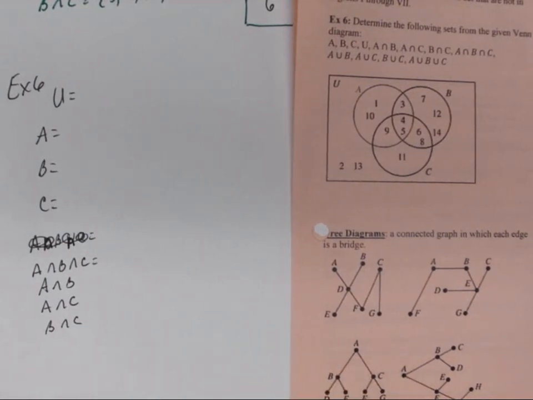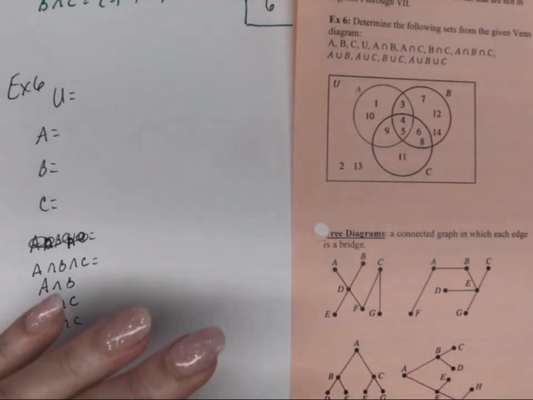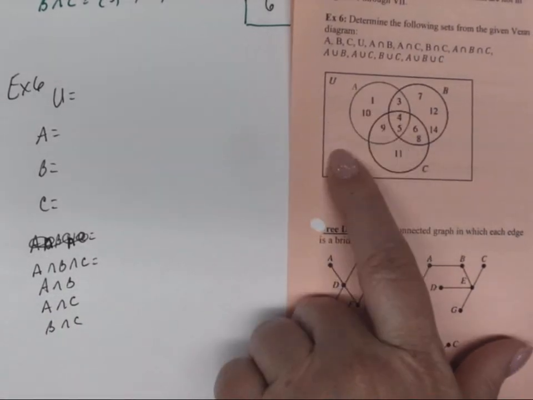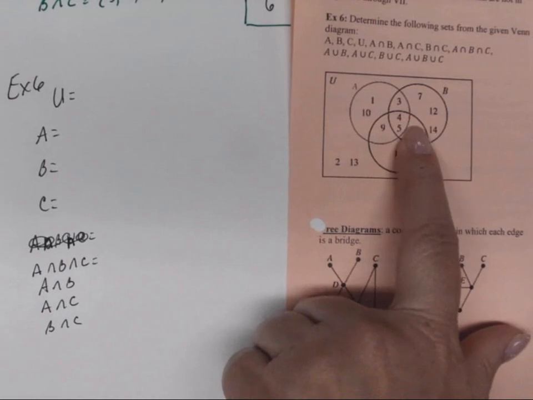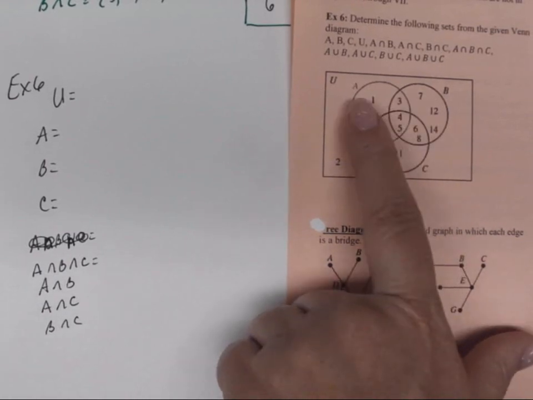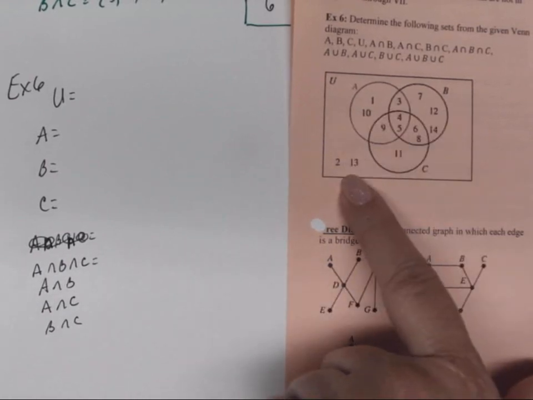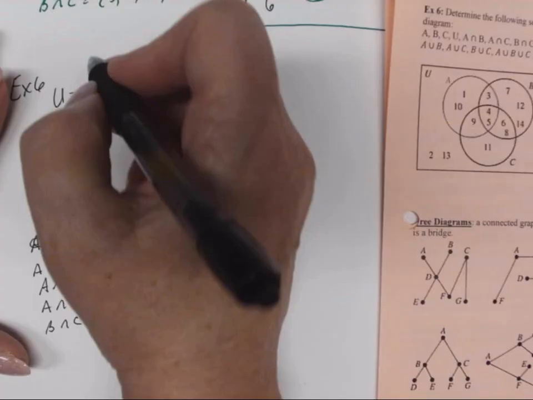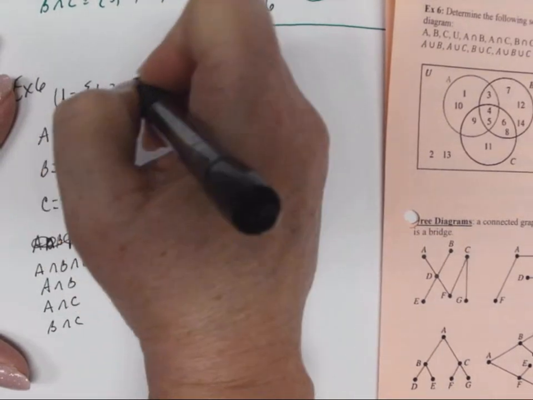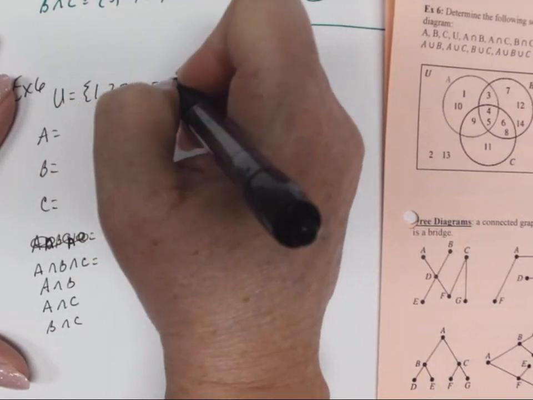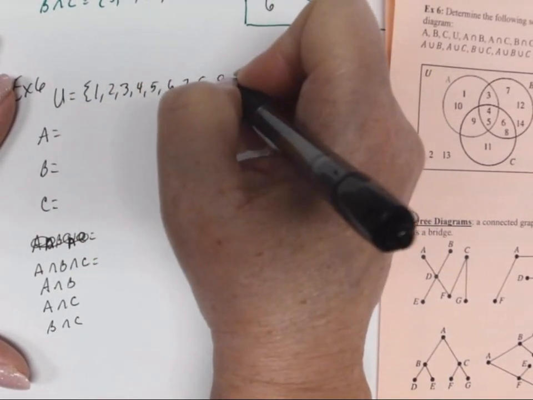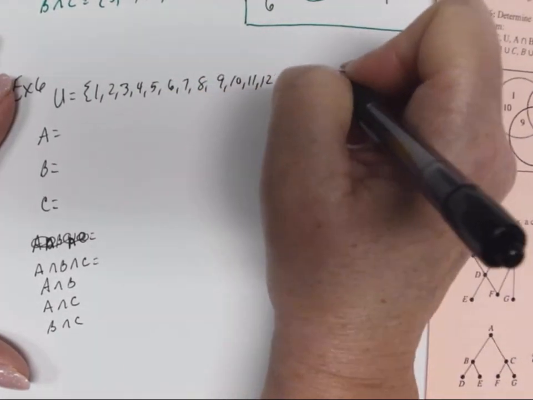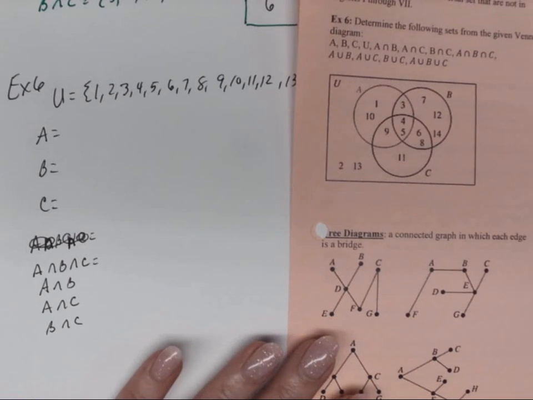Alrighty, so let's start with, it doesn't really matter where you start. If we start counting, we can go 1, 2, 3, 4, 5, 6, 7, 8, 9, 10, 11, 12, 13, 14. I can see that all of the numbers 1 through 14 are listed. So that's my universal set.